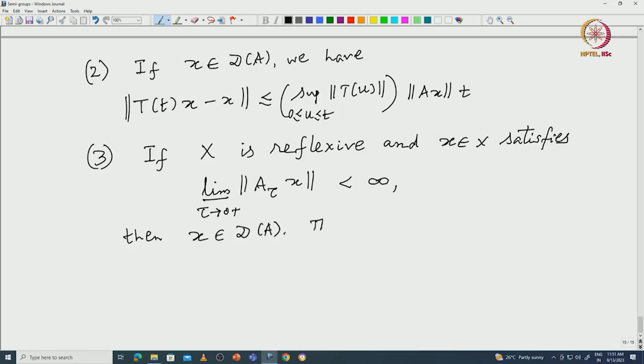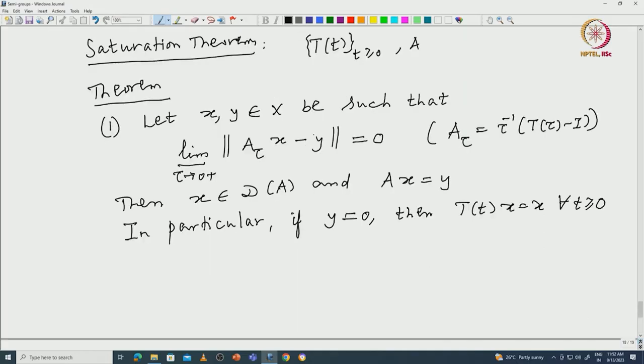Okay. So what does that mean? That is, there exists y in X such that this Ax, which is just the limit of A_tau x. So this is also useful in determining whether a function has weak derivative or not in some L^p class. Okay, so compare this third condition with the first one. So first one, of course, we have put there y, but more importantly, the limit is 0.